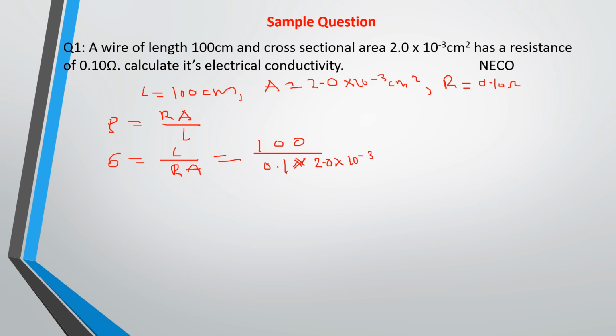Okay, so by the time you work this out, you are going to have that conductivity is equal to 5.0 times 10 raised to power 5 per ohm centimeters. So basically, questions on resistivity and conductivity are direct and straightforward. You just need to know the equation to apply, and then you solve your problems and you are gone.